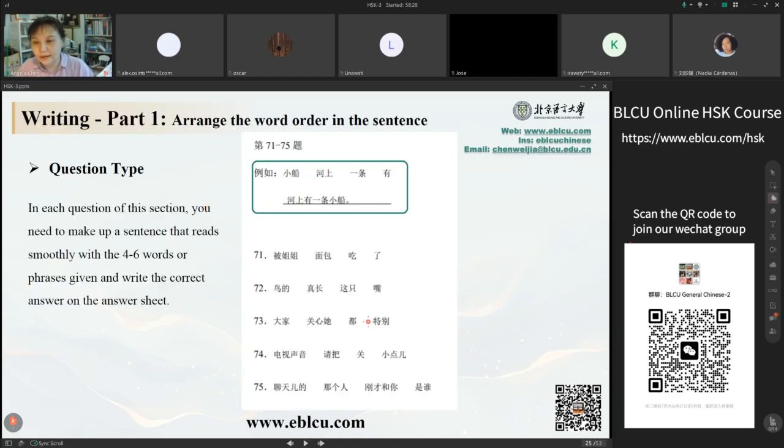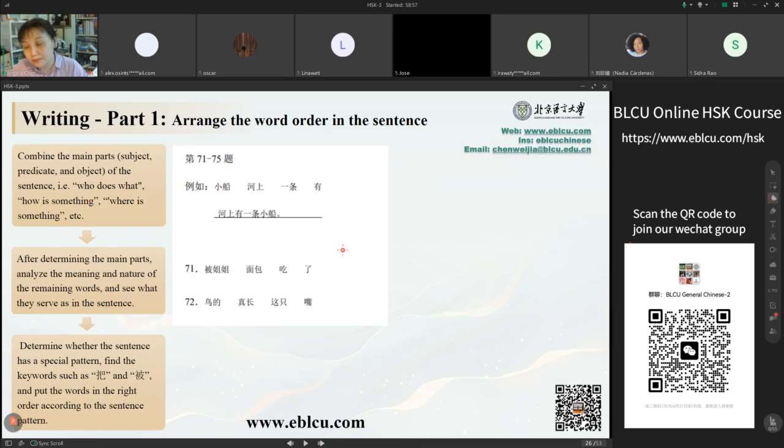See number 1. They will give you 5 sentences in the wrong order, so you just need to order the sentence. You don't need to add anything else. Just order it. And you need to write down the whole sentence in the correct order.